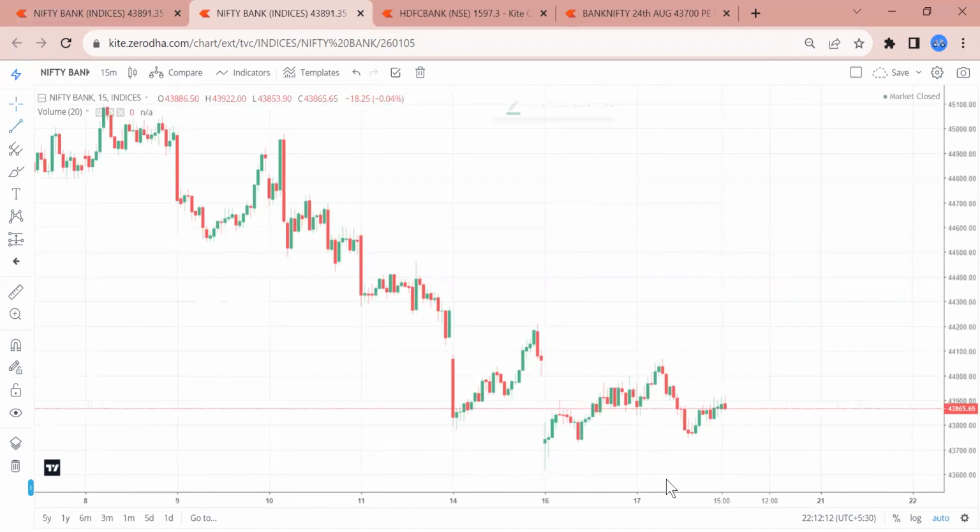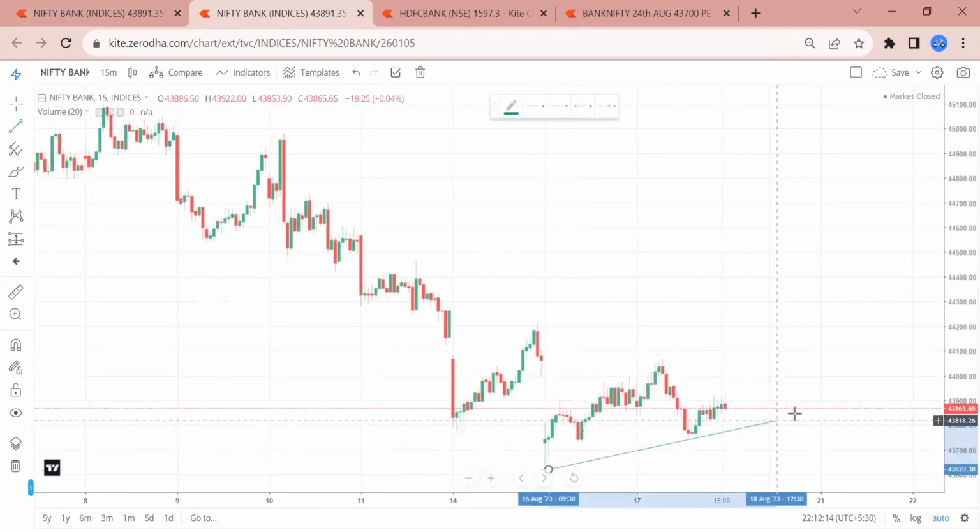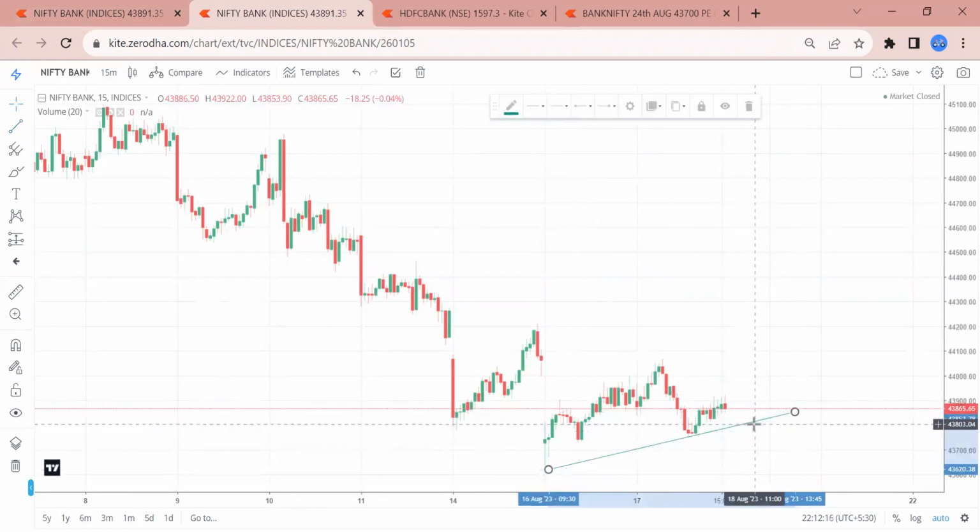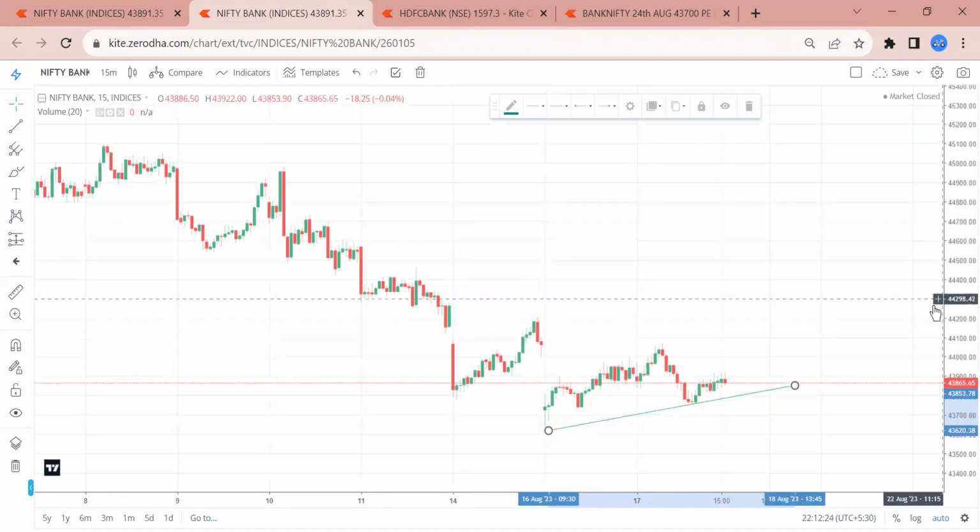There is a trend line coming from down based on the last 2 days' price action. So if it breaks 43,800 and gives you a closing, remember you need a closing, your first target will be 43,638. Wait there and see what the market wants to do. Market has taken a support for more than a couple of days there. We wait, observe, and then decide our next course of action.